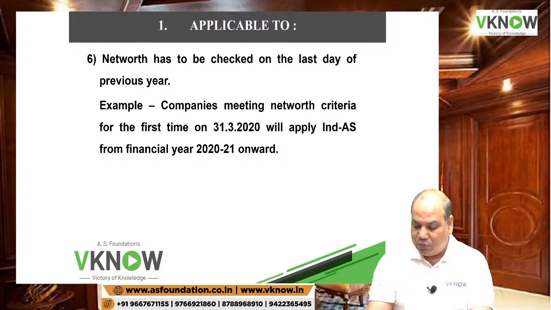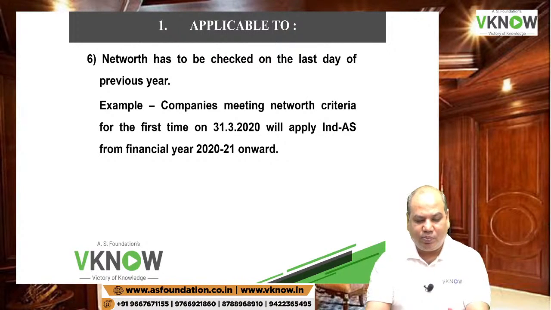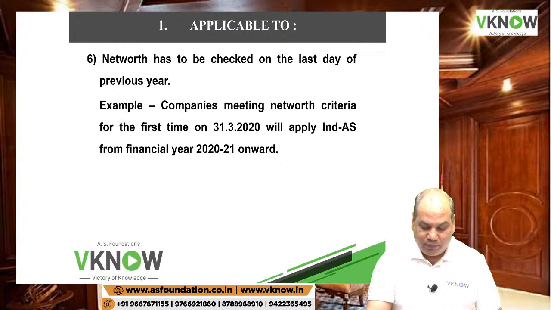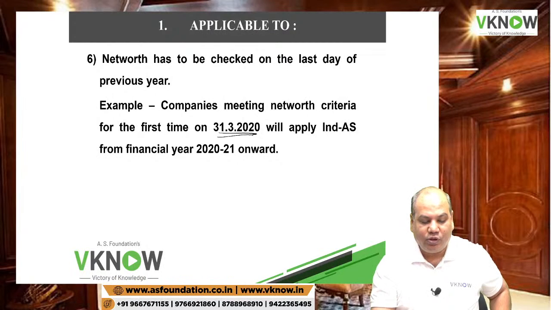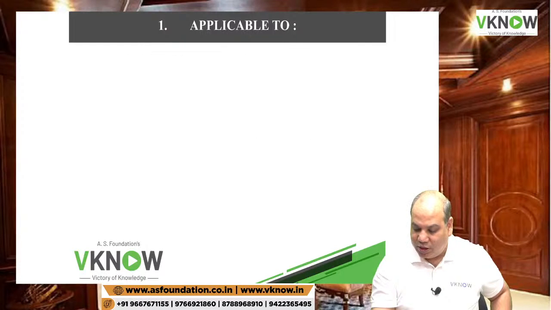Then net worth will be checked on the last day of the previous year. That means take the previous year audited balance sheet. It has to be an audited balance sheet, and then you check the net worth. The net worth formula was printed above. Then companies meeting the net worth criteria as on 31st March 2020 will start applying Ind AS from 2021 onwards. So your life will become Ind AS from the next day only.